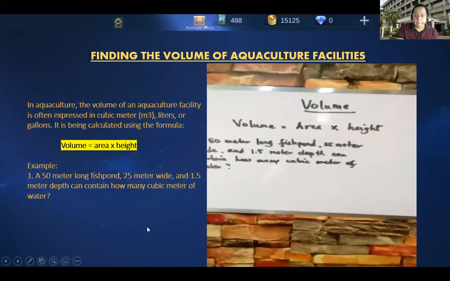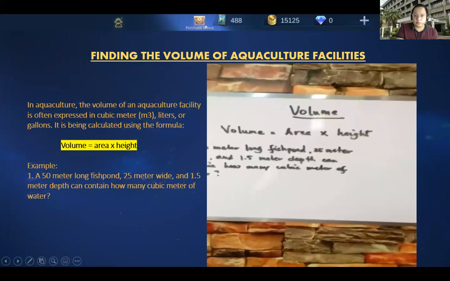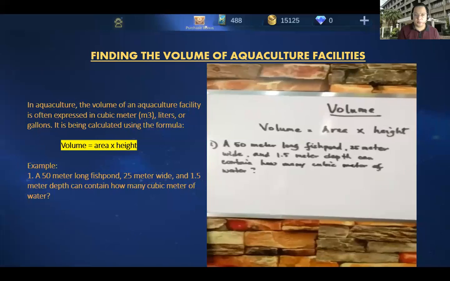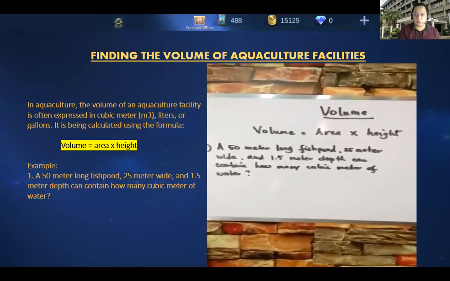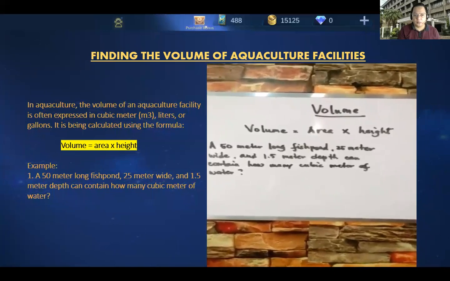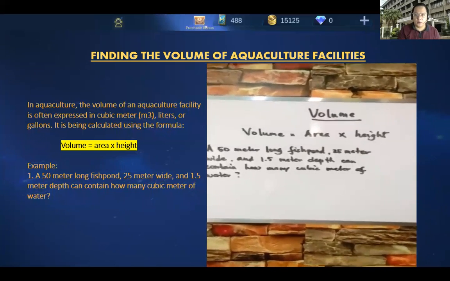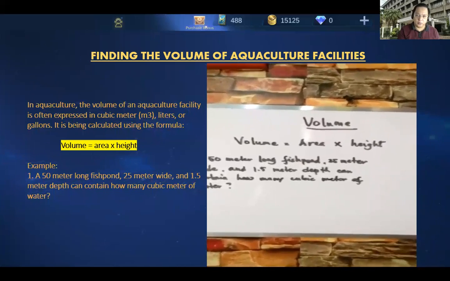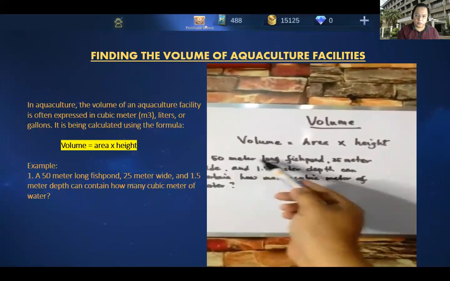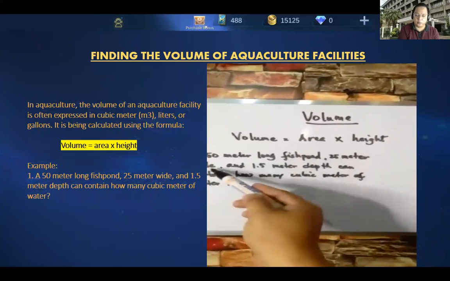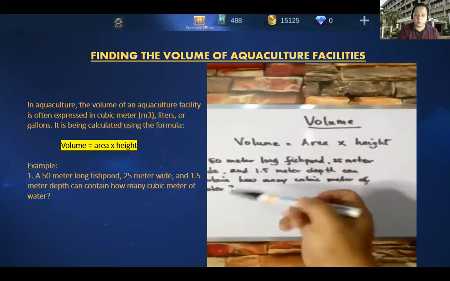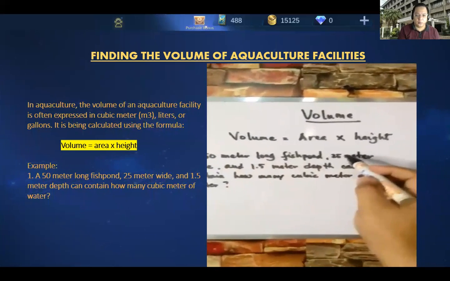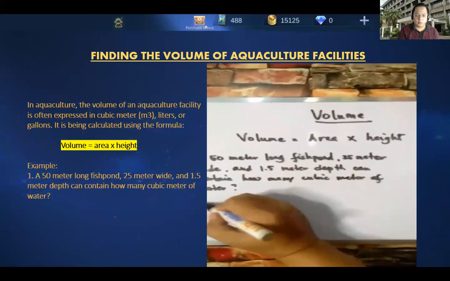To compute the volume, we follow the formula: volume is equal to area times height. Problem number one: a 50-meter long fish pond, 25 meters wide, and 1.5 meters deep can contain how many cubic meters of water? First, you need to compute the area. The pond is 50 meters long and 25 meters wide. The formula of area is length times width, so 50 times 25.